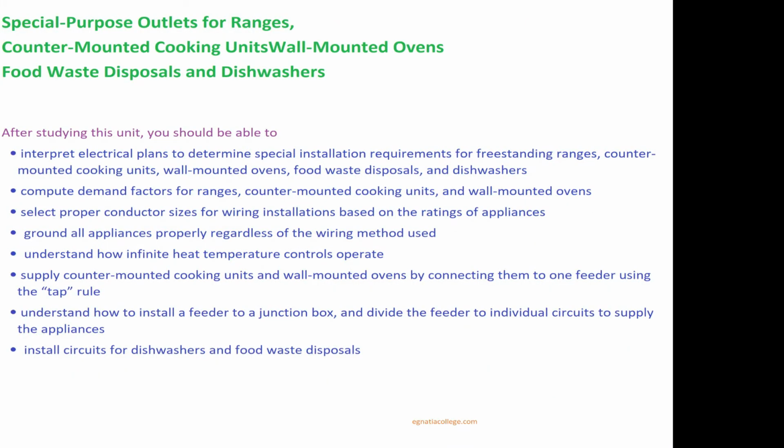Special purpose outlets for ranges. Counter-mounted cooking units. Wall-mounted ovens. Food waste disposals and dishwashers. After studying this unit, you should be able to interpret electrical plans to determine special installation requirements for freestanding ranges, counter-mounted cooking units, wall-mounted ovens, food waste disposals, and dishwashers.